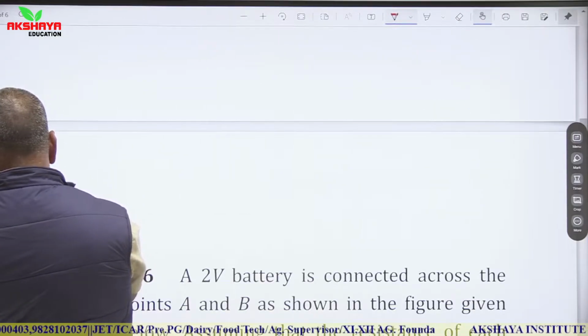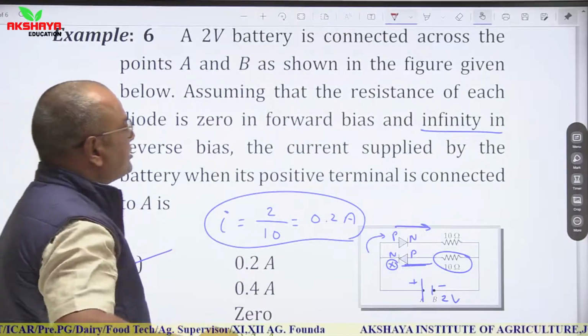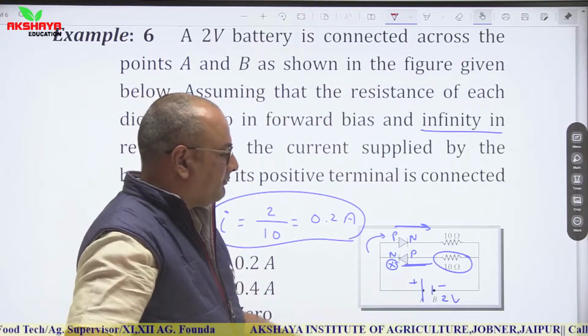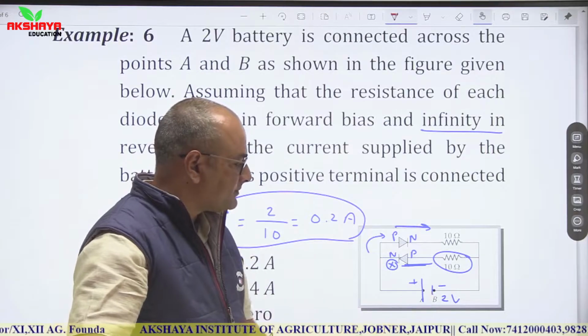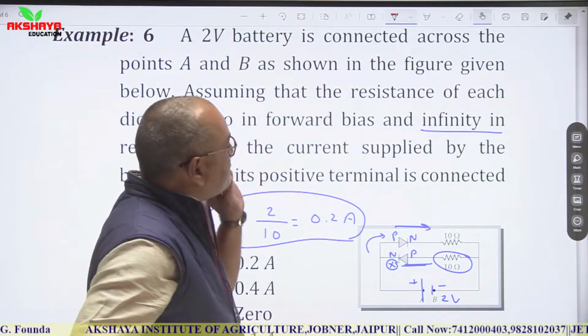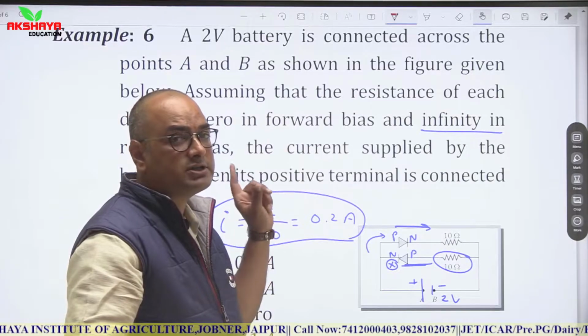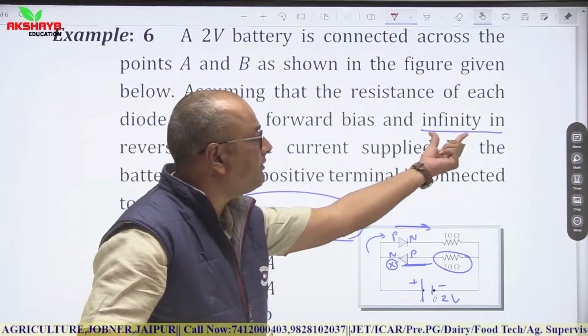Similarly, next question. The next question we are given that a 2-volt battery is connected. So here in the given figure we can clearly see that a 2-volt battery is connected between terminals A and B. In the question we are given that when a diode is in forward bias, then it offers zero resistance, and when it is in reverse bias, then it offers infinite resistance.